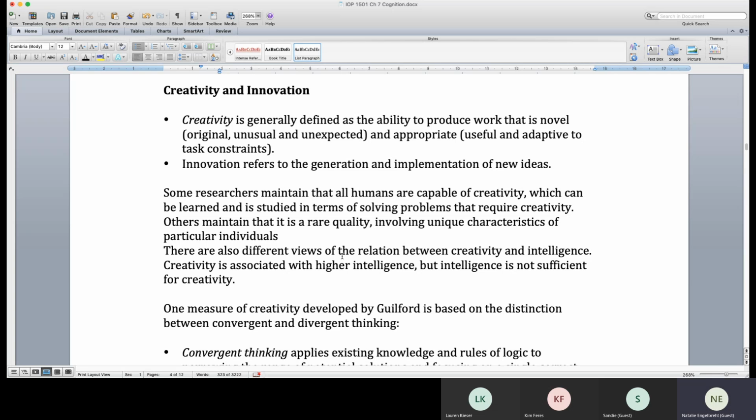Some researchers maintain that all humans are capable of creativity, which can be learned and is studied.